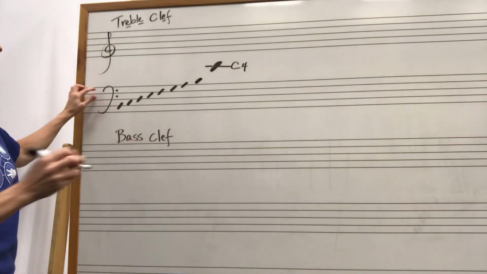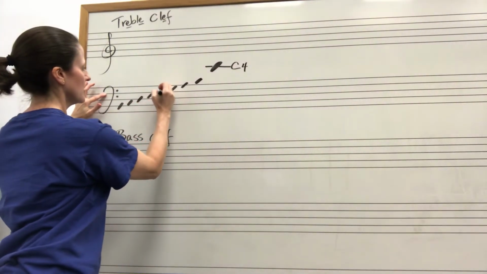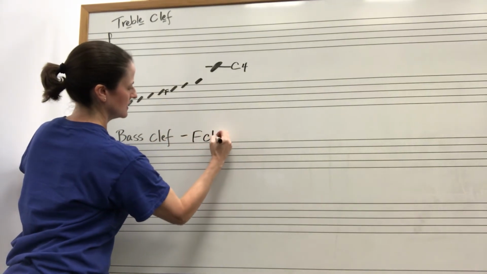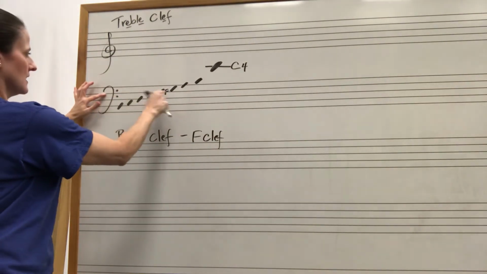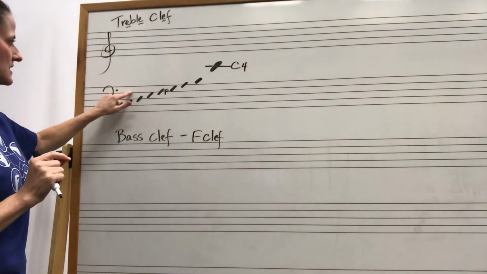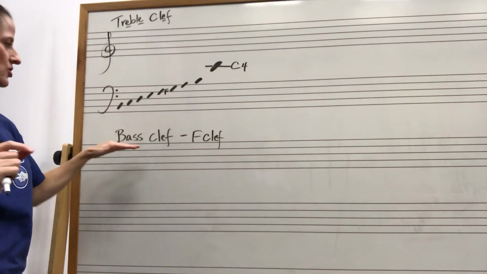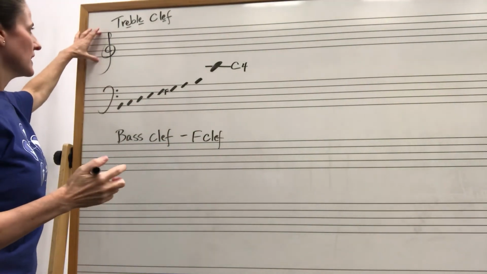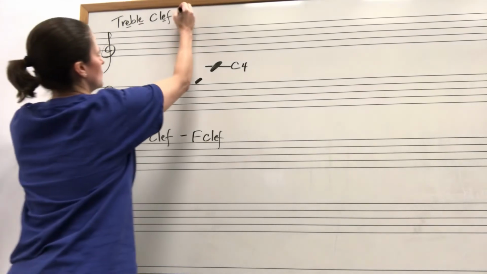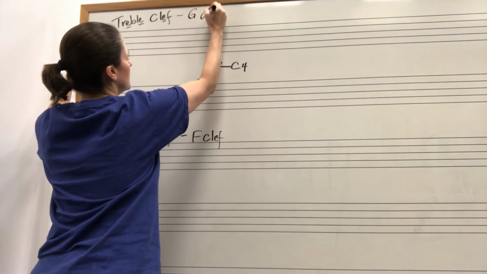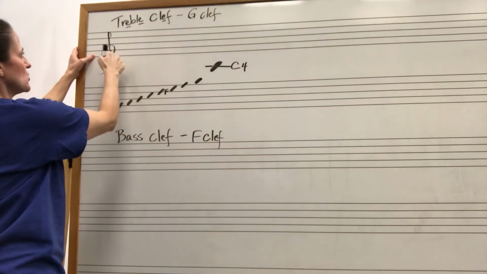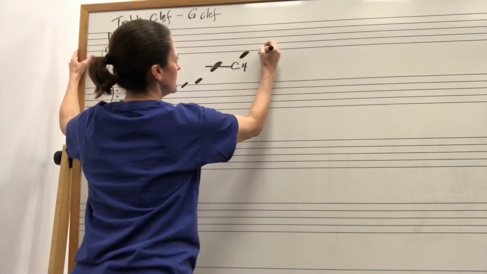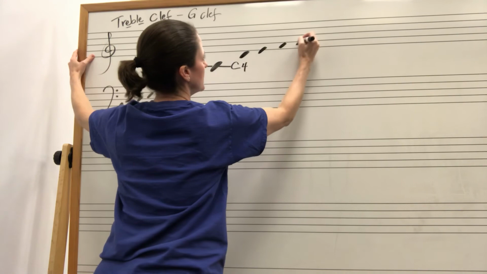Bass clef is also known as F clef because this line that's in between our 2 dots, that line is an F. So bass clef can also be known as F clef. Treble clef is also known as G clef because my swoopy circle here is around the G note. E, F, G.